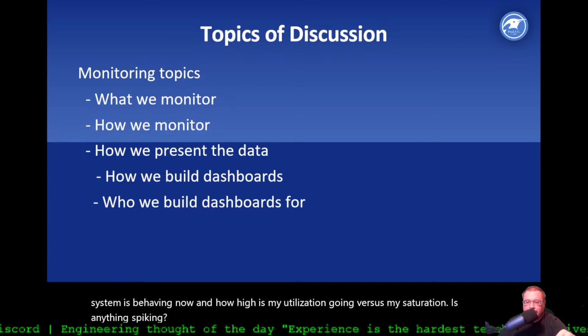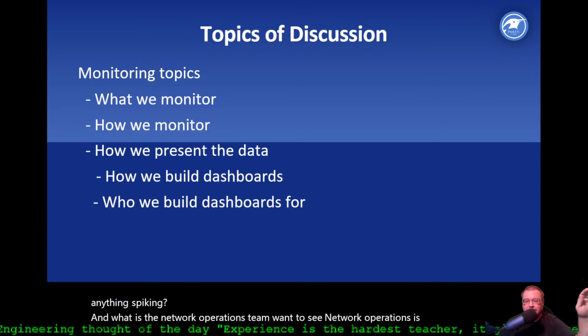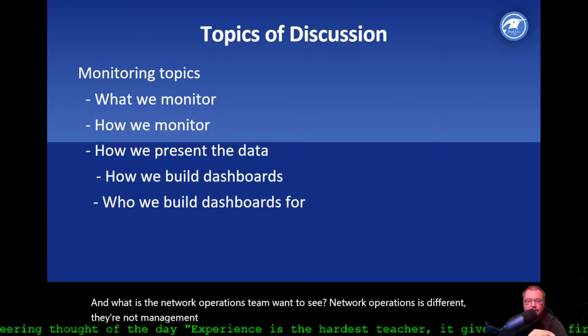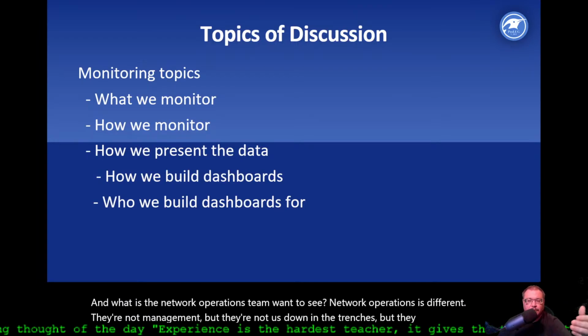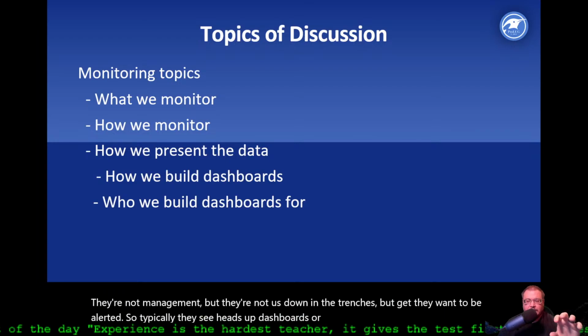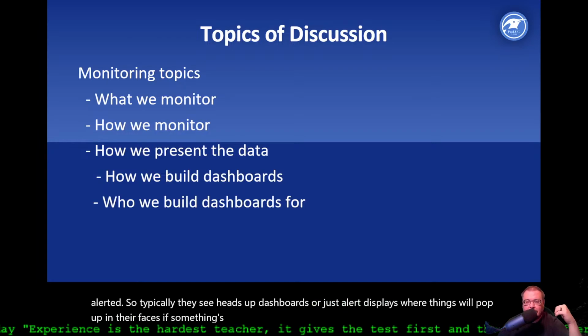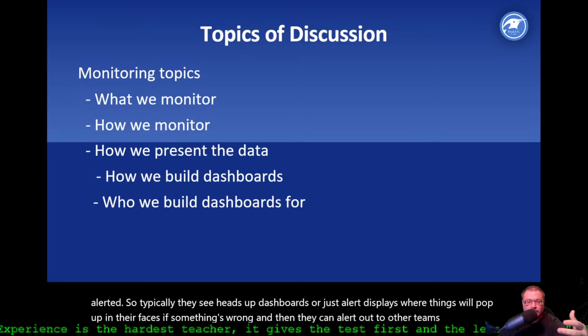And what does the network operations team want to see? Network operations is different. They're not management, but they're not us down in the trenches, but they want to be alerted. So typically they see heads-up dashboards or just alert displays where things will pop up in their faces if something's wrong, and then they can alert out to other teams. So they just want to see what's called a dashboard.